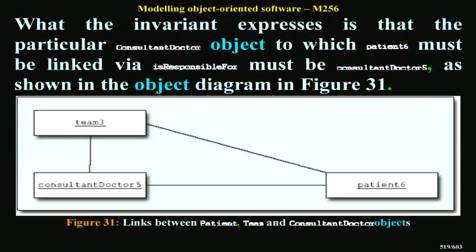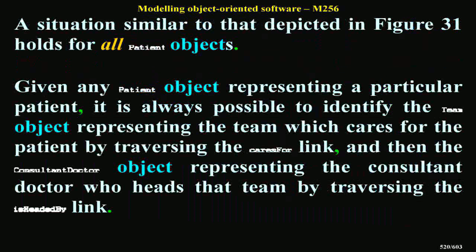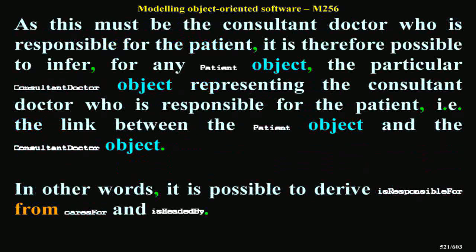Figure 31, links between, and objects. A situation similar to that depicted in Figure 31 holds for all objects. Given any object representing a particular patient, it is always possible to identify the object representing the team which cares for the patient by traversing the link, and then the object representing the consultant doctor who heads that team by traversing the link. As this must be the consultant doctor who is responsible for the patient, it is therefore possible to infer, for any object, the particular object representing the consultant doctor who is responsible for the patient, i.e., the link between the object and the object. In other words, it is possible to derive from and.